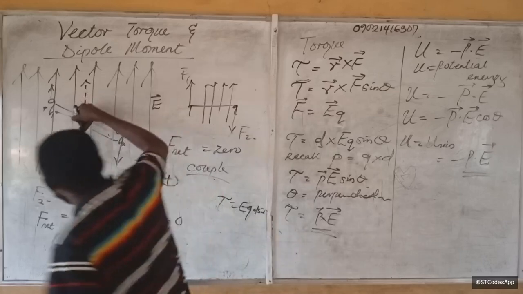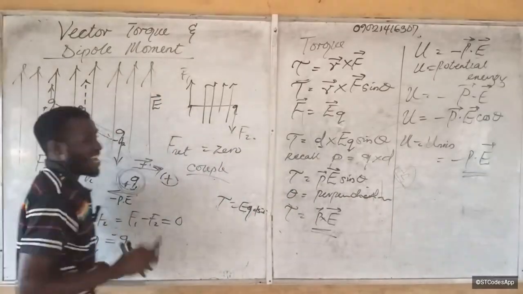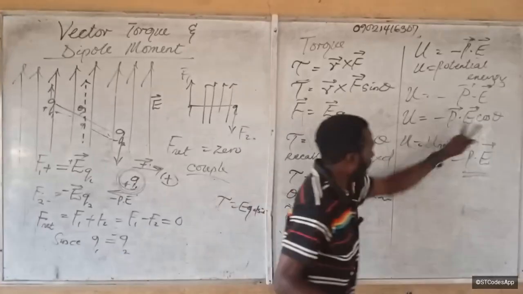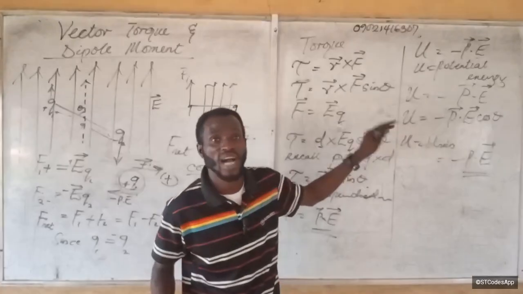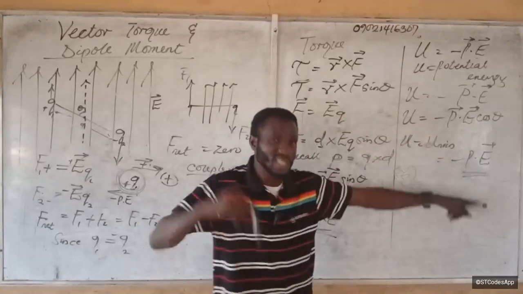That's what the electric field naturally wants to do on the dipole. It wants to rotate the dipole such that it gets to align with the field, and the angle between the field and the dipole is 0, so that the potential energy of the system will be what? Minimum. So that will be negative PE.